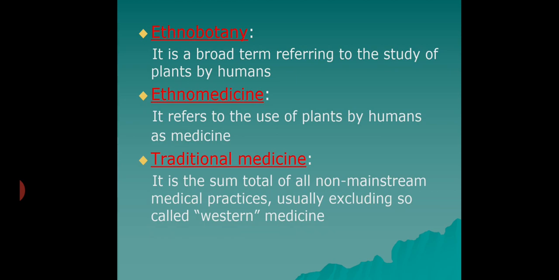If you exclude that, all other practicing types come under traditional medicine. For example, the Ayurvedic system of medicine, Siddha system of medicine, Unani system of medicine, Homeopathy system of medicine. This all comes under traditional medicine. Now the market is using the words dietary supplement, nutraceuticals, food and complementary medicine, food medicines.